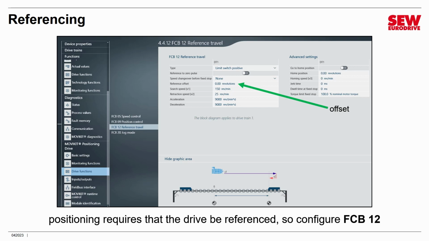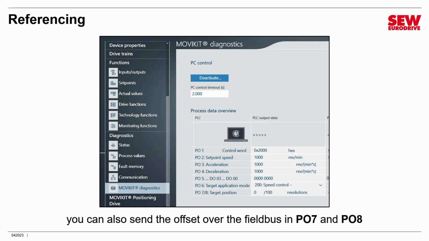Let me mention just as an aside that there is an alternative way of setting up an offset. Instead of hard coding it as a parameter, it is possible to send it over the field bus, which would allow you to have potentially several different offsets. That is more flexible. If you wish to use field bus offset, what you will do is send it in the position POs, PO7 and PO8. I'm just showing you this in the diagnostic screen. You can send the offset there instead of a position. You do this when you're in referencing mode, and that will apply instead. Of course, if you're not using an offset, which is most applications, then you would just send a 0.